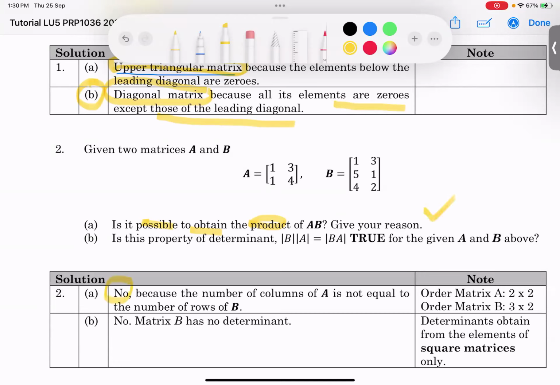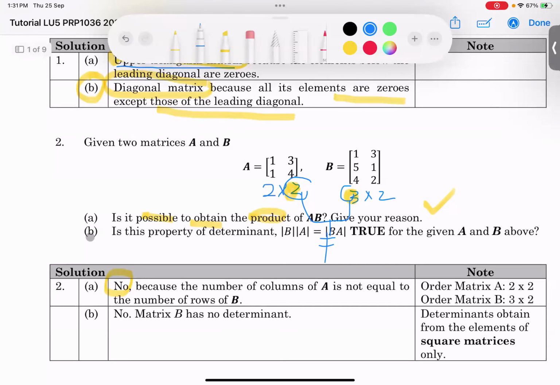Why? Because based on the columns that we found, A is 2 times 2 and B is 3 times 2. For the concept of matrix multiplication, the middle values have to be the same before we can proceed. But these two are not the same value. That's why the number of columns of A is not equal to the number of rows of B, so we cannot carry out any multiplication.